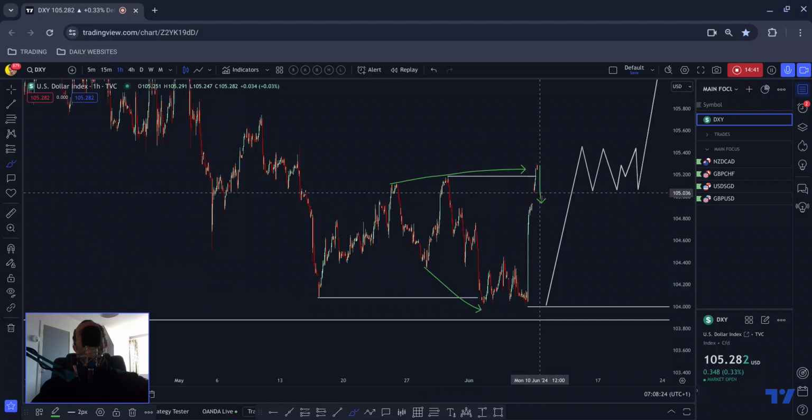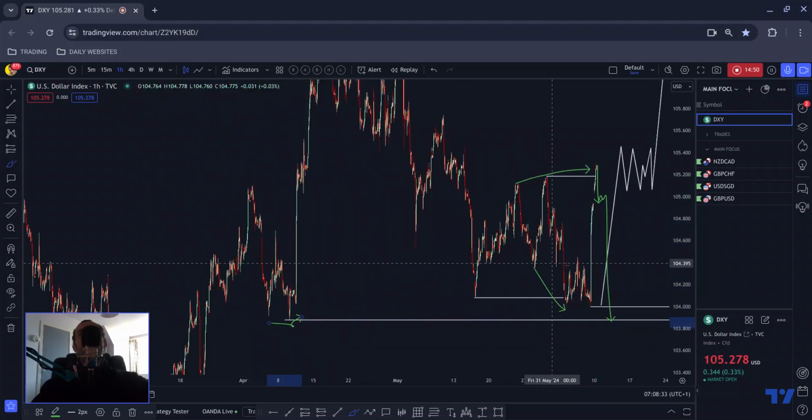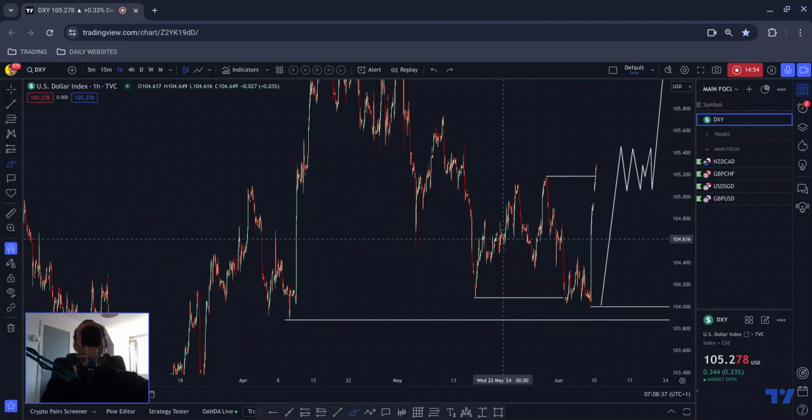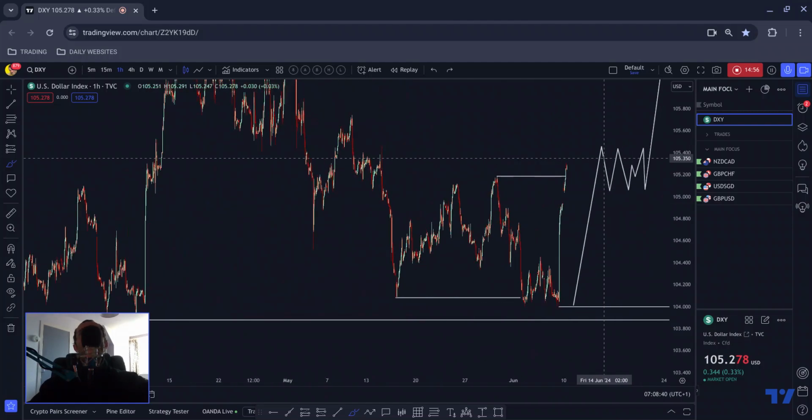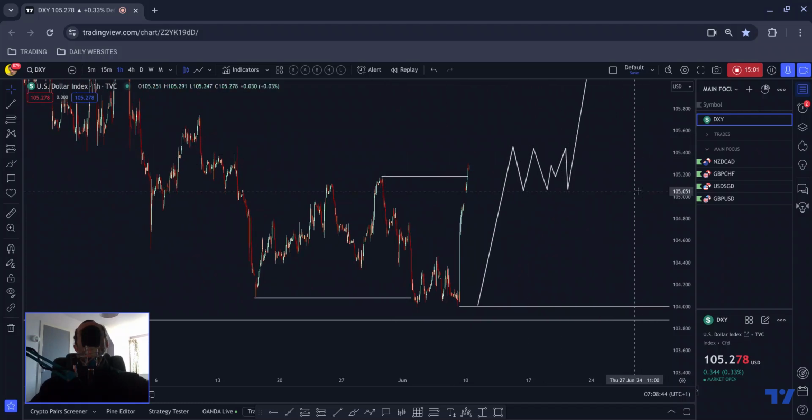If it comes down to fill that gap and we got a correction afterwards, then the DXY, the dollar index, would likely go short to take out this low, which this low near missed too. Although you can see from my forecast that's not what I'm anticipating at this moment in time, which is why this is a bit of a hedge play.